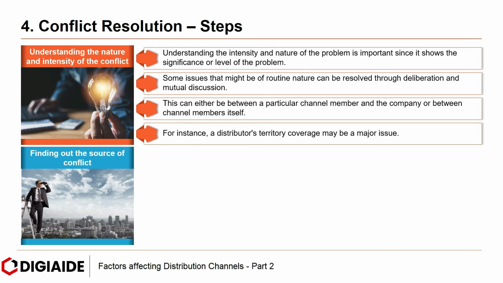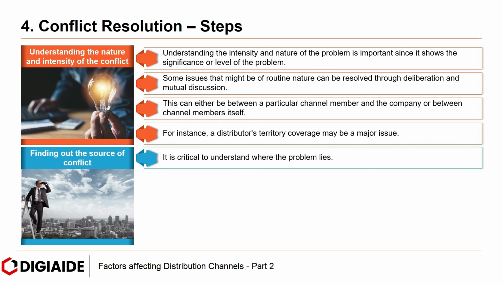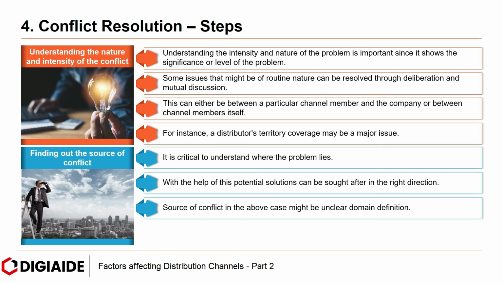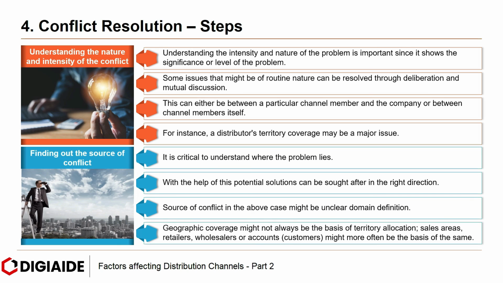Next, finding out the source of the conflict. It is critical to understand where the problem lies. With the help of this, potential solutions can be sought after in the right direction. Source of conflict in the above case might be unclear domain definition. Geographic coverage might not always be the basis of territory allocation. Sales areas, retailers, wholesalers, or accounts might more often be the basis of the same.